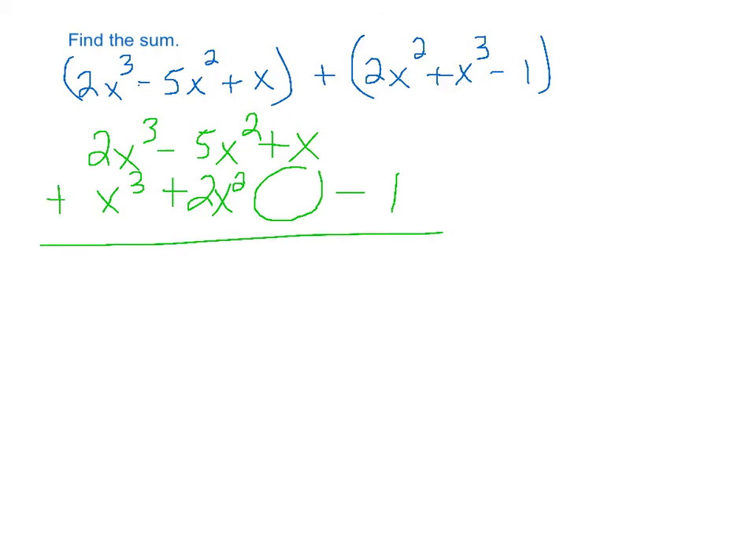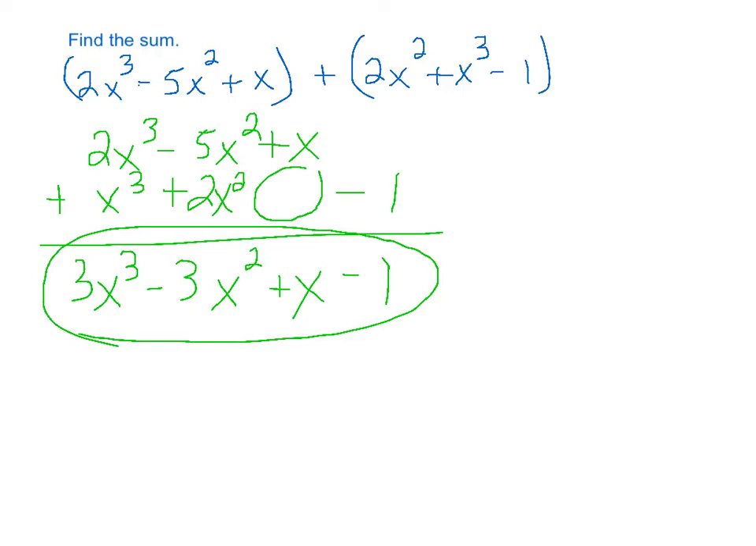So if we look at this, now we're just going to add. It's kind of like combining like terms. How many x to the thirds do we have? We have 2x to the third plus 1x to the third, which gives us 3x to the third. How many x to the seconds do we have? Well, there's negative 5x squared plus 2x squared. When we put those together, we get negative 3x squared. Here we've got x plus nothing. Well, that gives us just x, and negative 1. And that's what we get after we add those together.